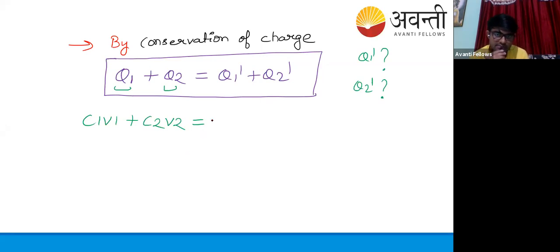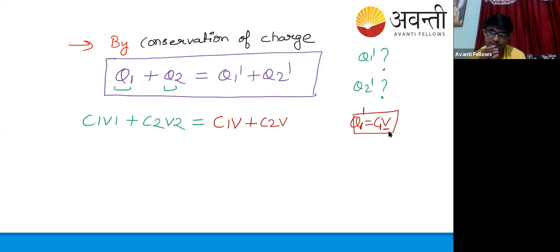So Q1 dash will be equal to C1 V. I told you capacitance will not change. Capacitance is always constant. Potential is common. So C1 V will be the charge according to the formula Q is equal to CV. Now for the second, it will be equal to C2 V.